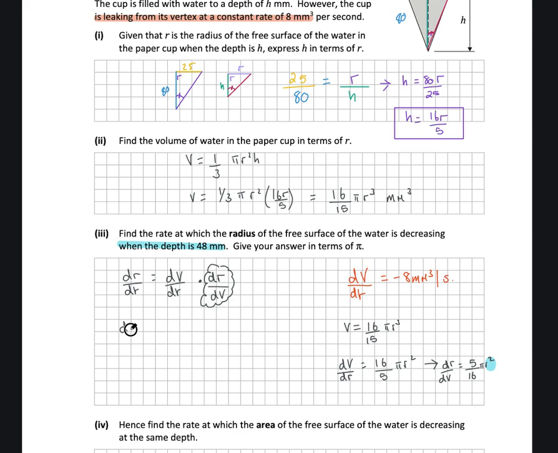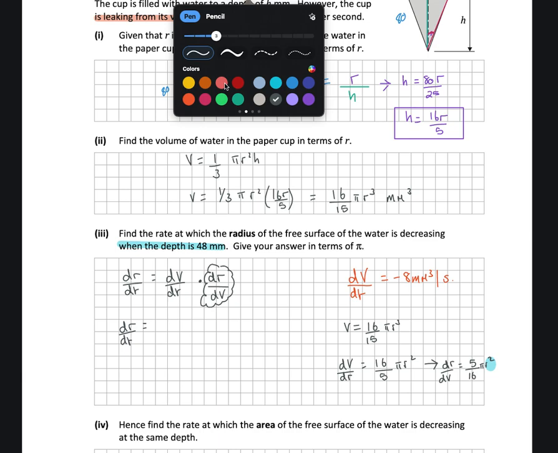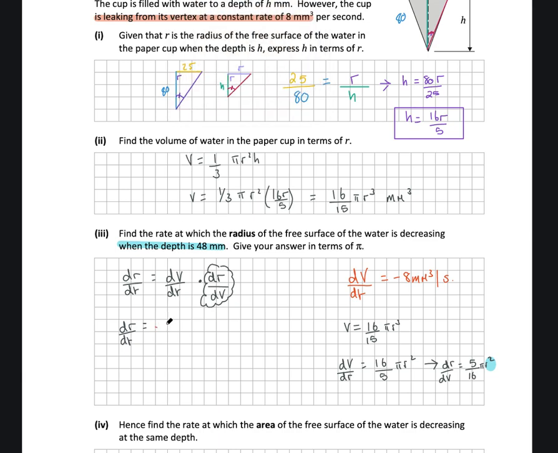So let's fill in as much as we can here now. dr/dt is going to be equal to dV/dt, which we had over here. That's what we were given in the question. So I'm going to have minus 8, because it's decreasing, so it's negative, multiplied by dr/dV, which is this guy over here, which is 5 all over 16 pi r squared.